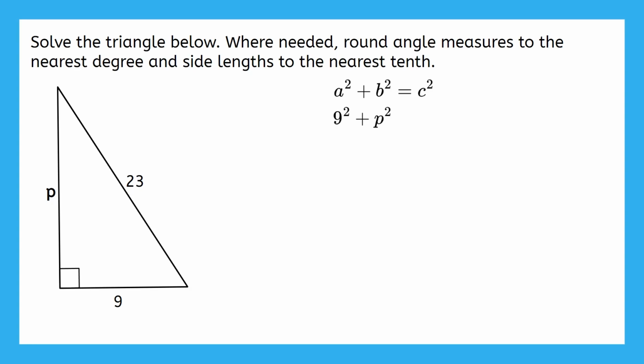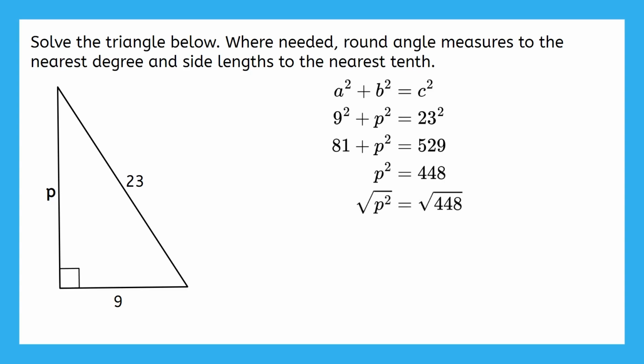Remember, it doesn't matter which leg is A and which leg is B, so if you just substituted these in the opposite way, that is totally fine. Then my hypotenuse is 23, so I substitute that in for C. Now I can simplify this, subtract to get P squared alone, and take the square root of both sides to get P.